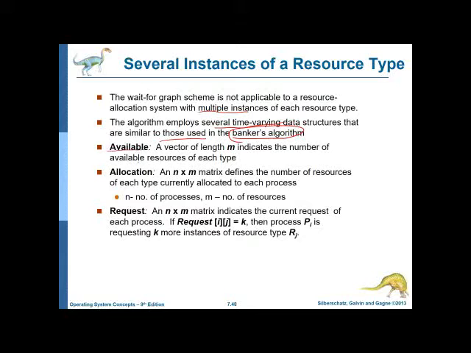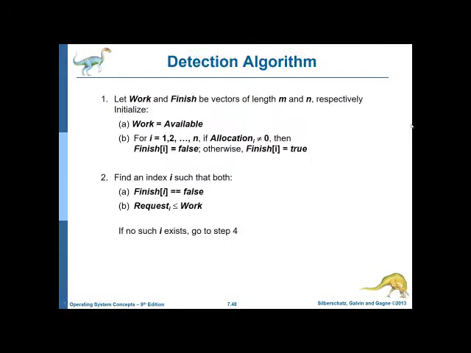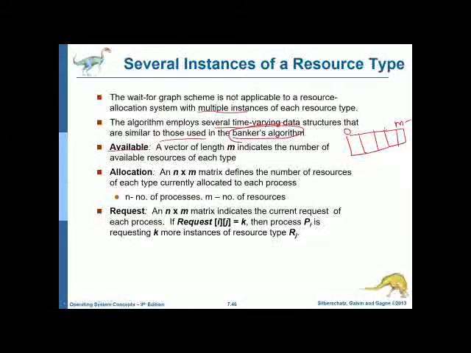The first one is Available. Available is a vector of length m. That is, it is actually a one-dimensional array. It will be a one-dimensional array like this, and it goes from 0 to m minus 1, that is, m entries are there. And you can see here m denotes the number of resources and n denotes the number of processes. So that is the same as in Banker's algorithm. So this is a vector of length m. That means Available means what? Available means how many resources are available.